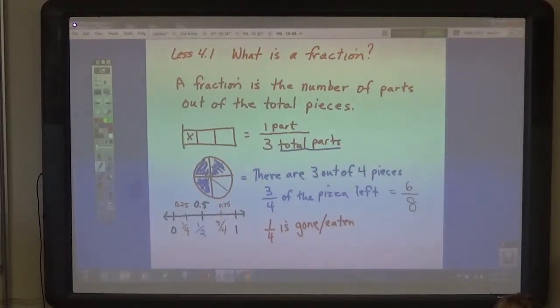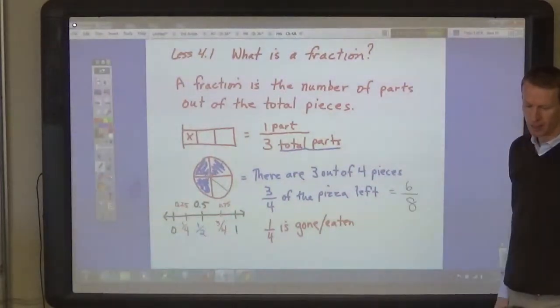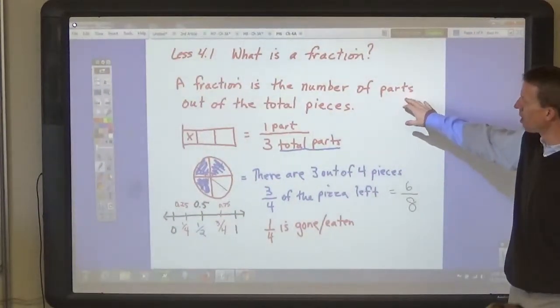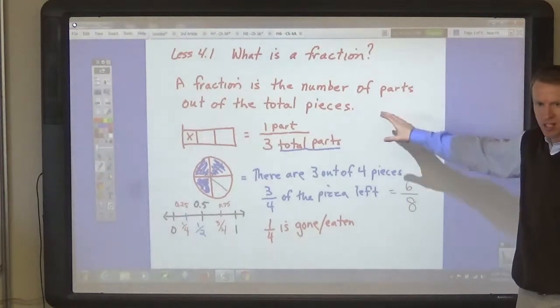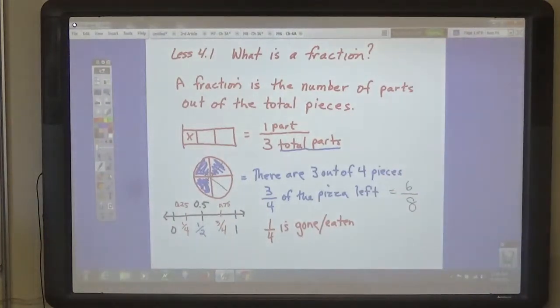Sixth grade, we're starting chapter 4 today. Chapter 4 is about fractions. We're going to start talking about what a fraction is. Okay? A fraction is a number of parts out of the total. It's a number of pieces out of the whole.